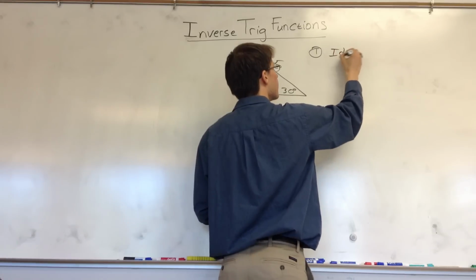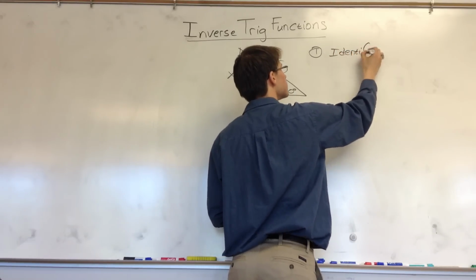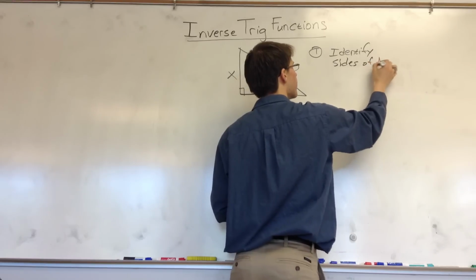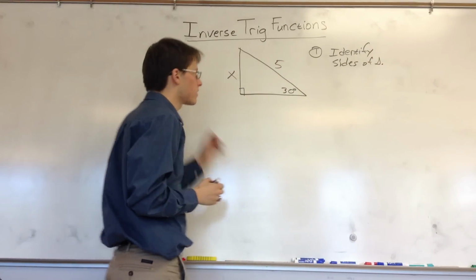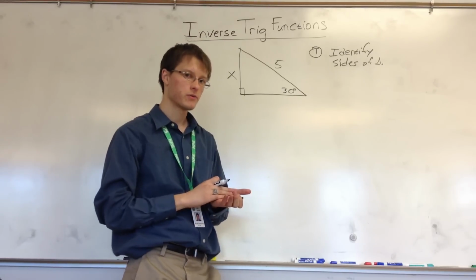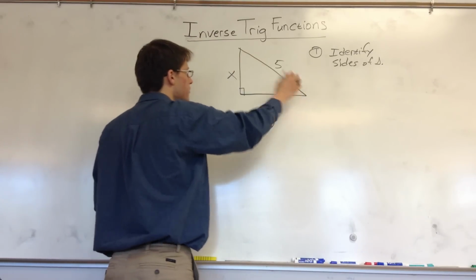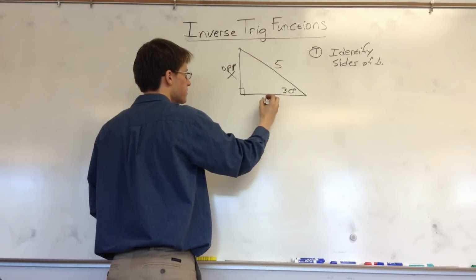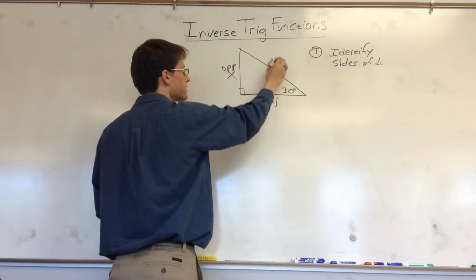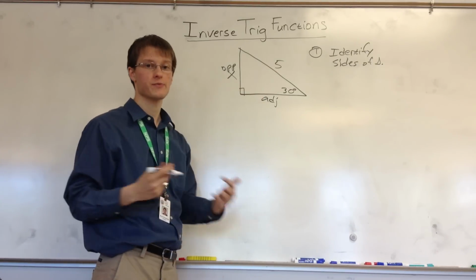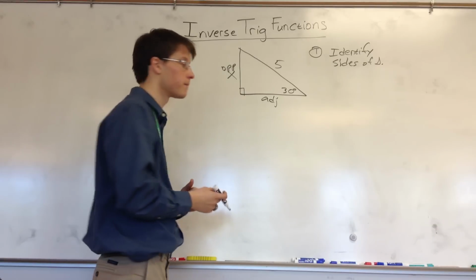is identify the sides of the triangle. What I mean by that is identify, relative to the angle you're interested in, opposite, adjacent, and hypotenuse. So this is across from the 30 and is the opposite. This is next to the 30, so it's the adjacent. And the reason this isn't the adjacent, even though it's also next to 30, is because it's the hypotenuse. It's across from the right angle and is the longest side of the triangle.